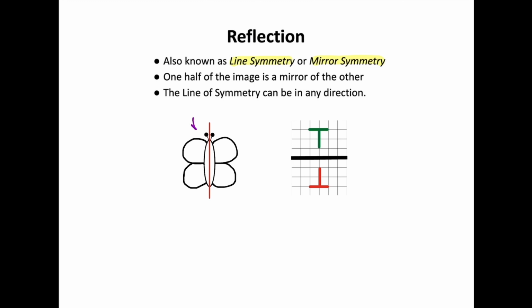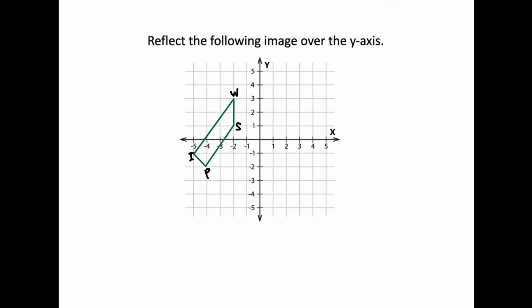On the butterfly, the left side is a mirror image of the right side, and the green T is a mirror image of the red T. The 2 lines these images are mirrored over are called the lines of symmetry. Here's an example of a reflection problem.